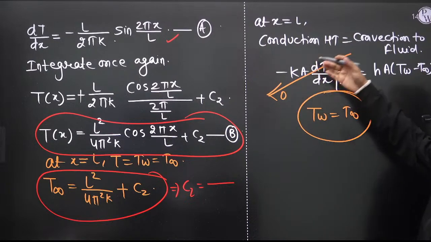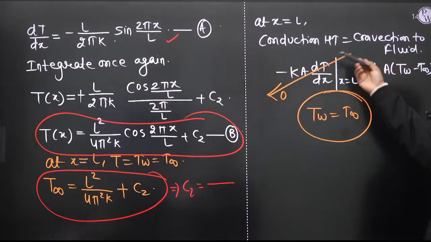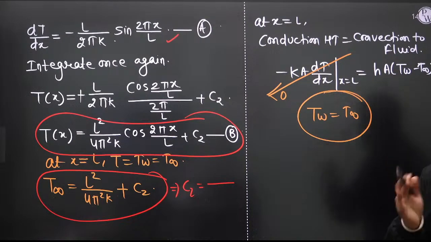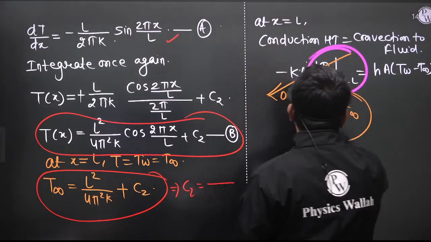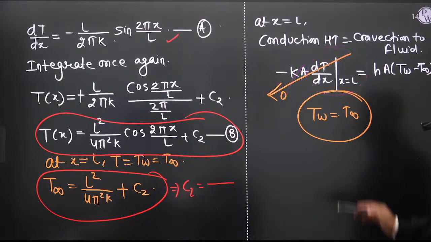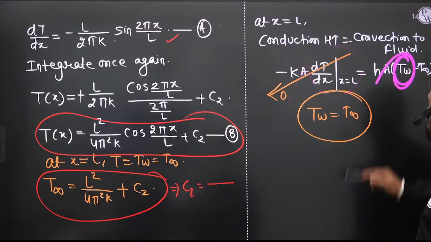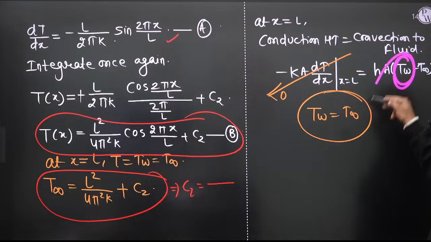Ultimately you are equating the conduction heat transfer is equal to convection heat transfer. If dT by dx term is present, then definitely if you calculate TW, let us consider this dT by dx is 1. And if you calculate this TW, what you are getting? Minus KA upon HA plus T infinity.